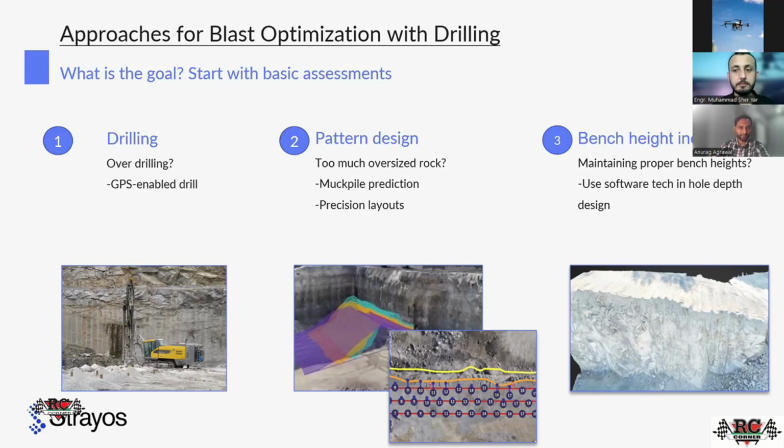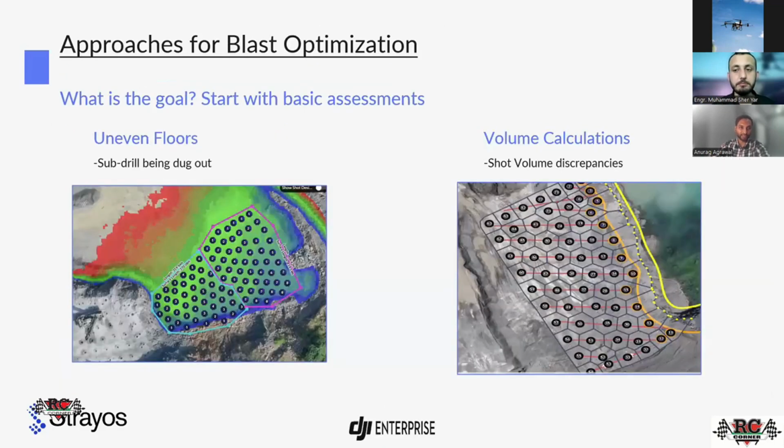So currently, if I talk about uneven floors, you can see here green shows the leveled floor, but this red shows the unleveled floor. Why has it happened? When you have planned for the sub drilling, but because of the extra fracturing of holes or the excessive drilling, that deviation has occurred, and that has converted into uneven floors.